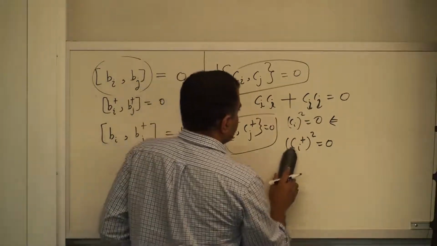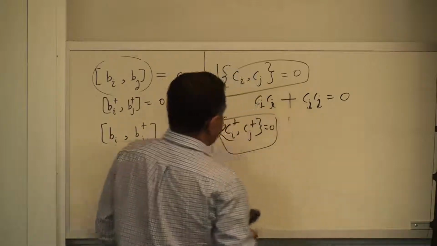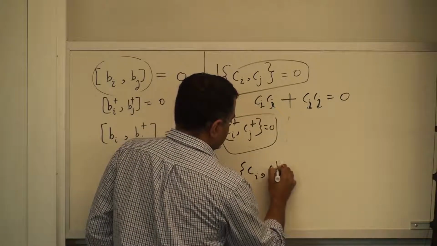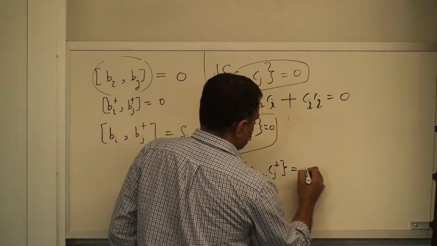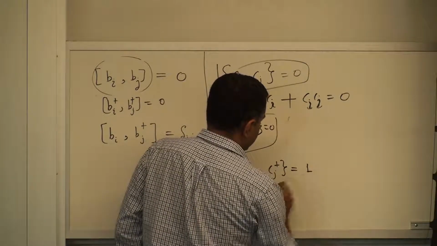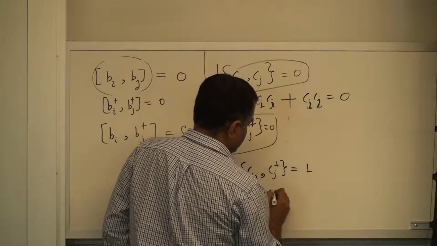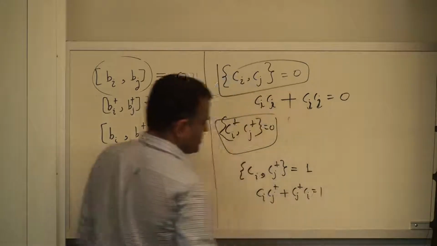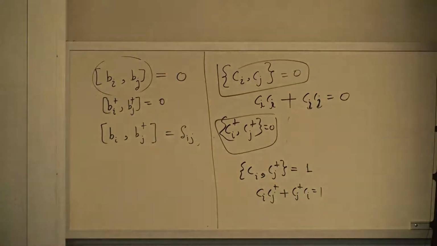But anyway, okay. And finally, the anti-commutator of Ci comma Cj dagger is equal to again 1, but now it's Ci Cj dagger plus Cj dagger Ci is equal to 1. So it's different. The plus sign is very important for the fermions.